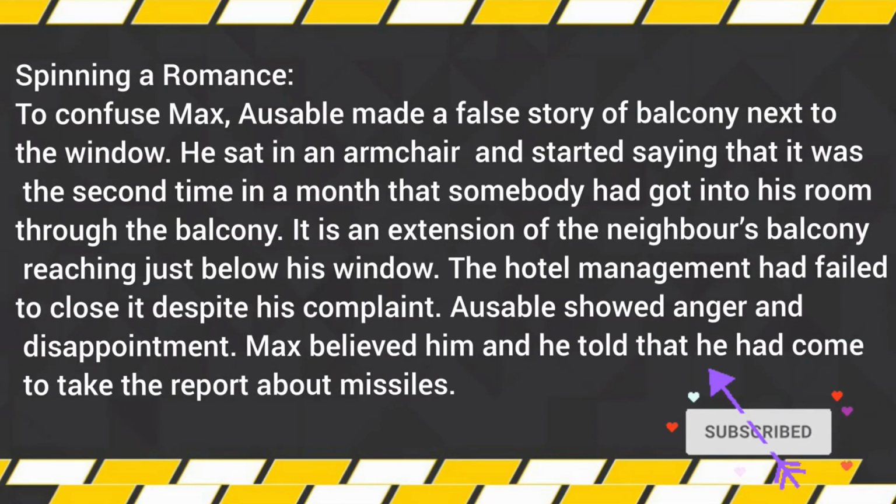Spinning a romance. To confuse Max, Oscible made up a false story of a balcony next to the window. He sat in an armchair and started saying that it was the second time in a month that somebody had got into his room through the balcony. It is an extension of the neighbor's balcony, reaching just below his window. The hotel management had failed to close it despite his complaint. Oscible showed anger and disappointment. Max believed him and he told him that he had come to take the report about missiles.